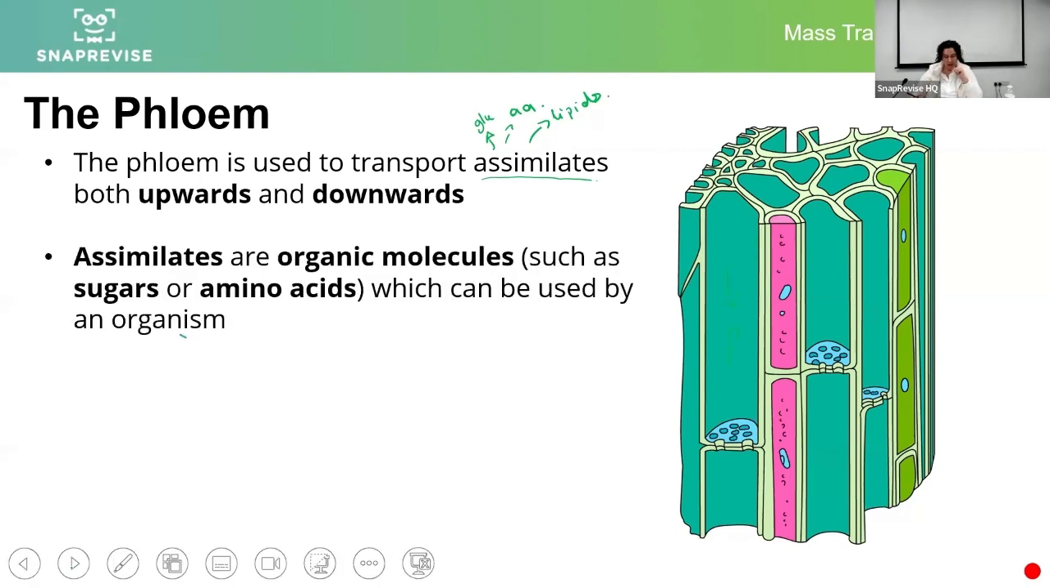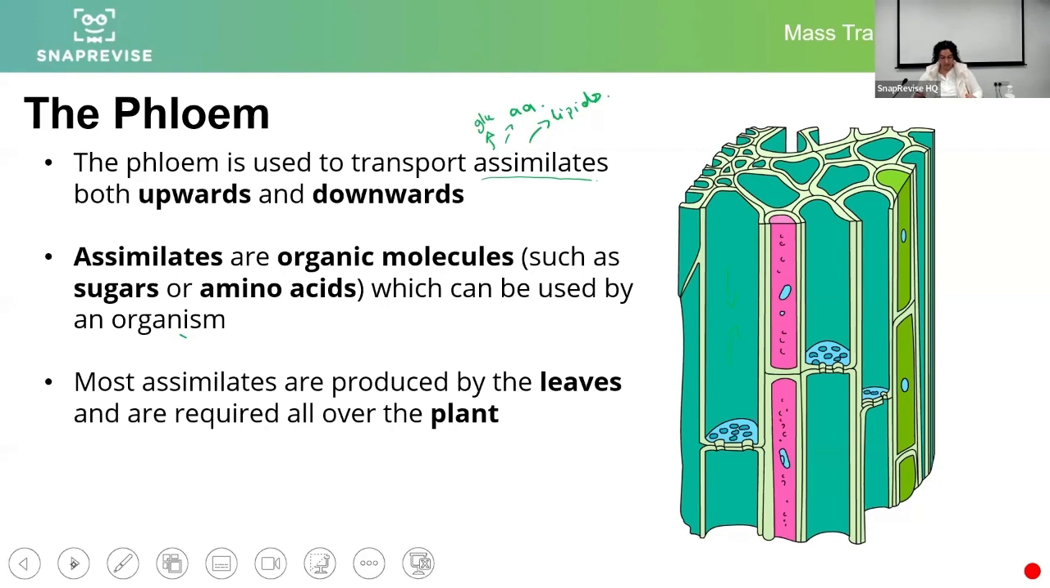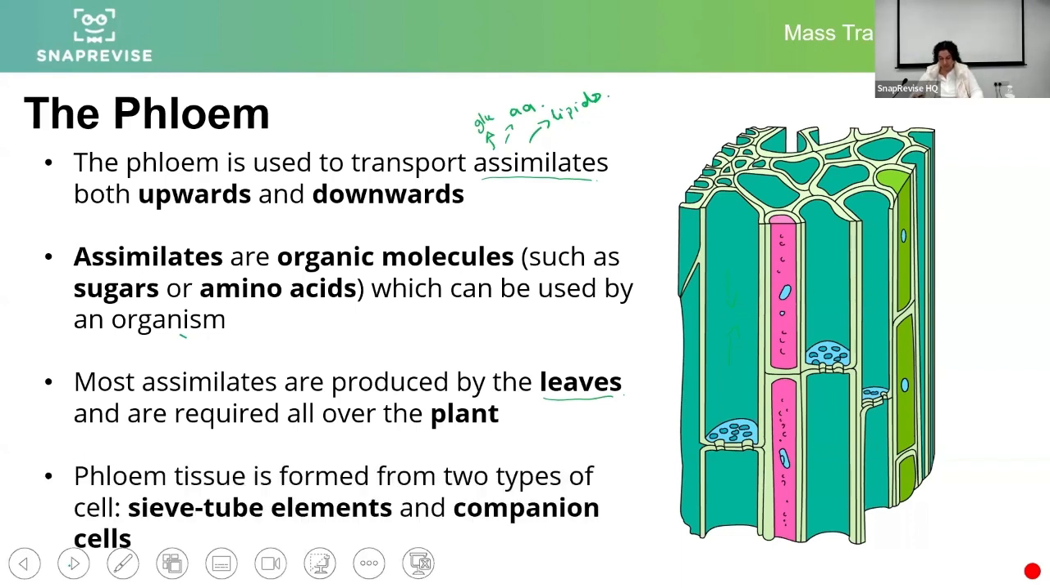And we're going to see exactly why that is in a minute. So we said sugars and amino acids are assimilates. And of course, most of the assimilates are produced in the leaves. Why do we say most? Well, because there can be a little bit of photosynthesis in other green parts of the plant, such as the stem or branches, but mostly the leaves. But they're required all over the plant. They're required, as we're going to see in a minute, on tissues that don't have access to sunlight at all, such as roots.